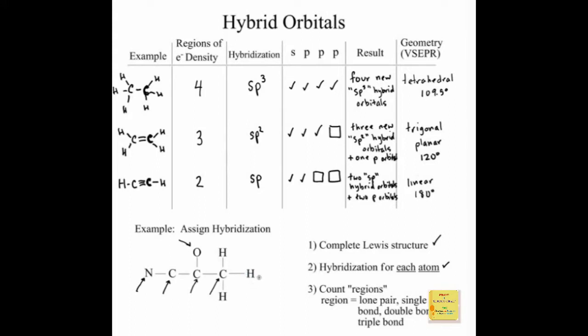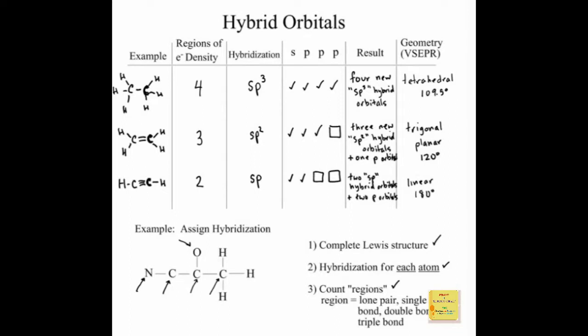Hydrogens can't undergo hybridization because all they have is a single s atomic orbital, so there's nothing to hybridize, there's nothing to mix. So the hydrogens always bring an s, but all the others can undergo hybridization. And then what we're going to do is count the regions of electron density to see how many need to be accommodated. And what is a region? That's going to be either a lone pair of electrons, or a single bond, or a double bond, or a triple bond. Each of those counts as one region. Okay, so let's do that.